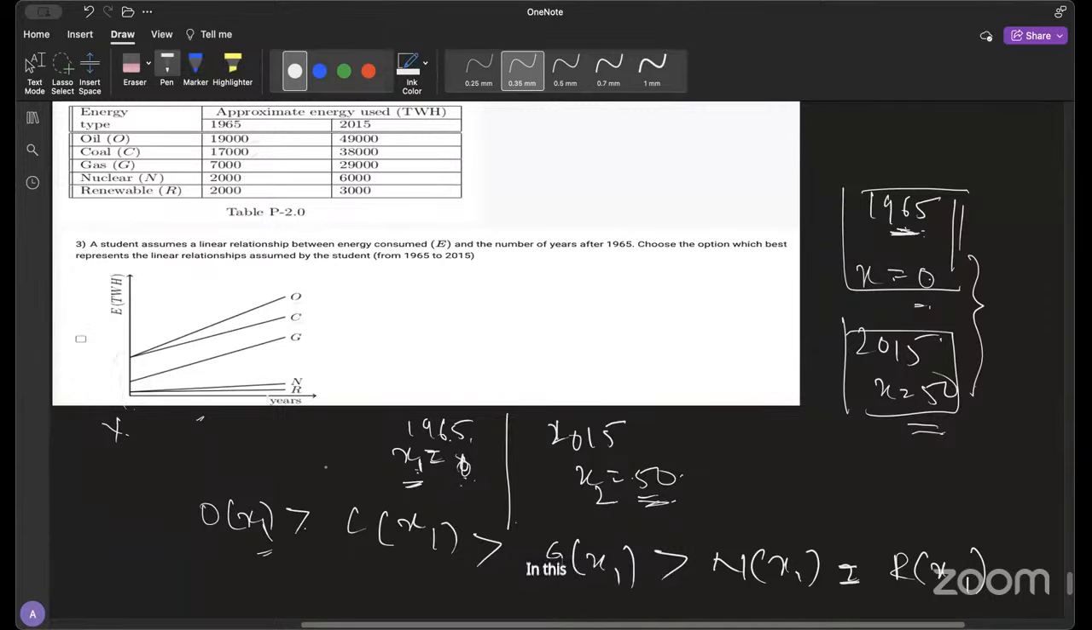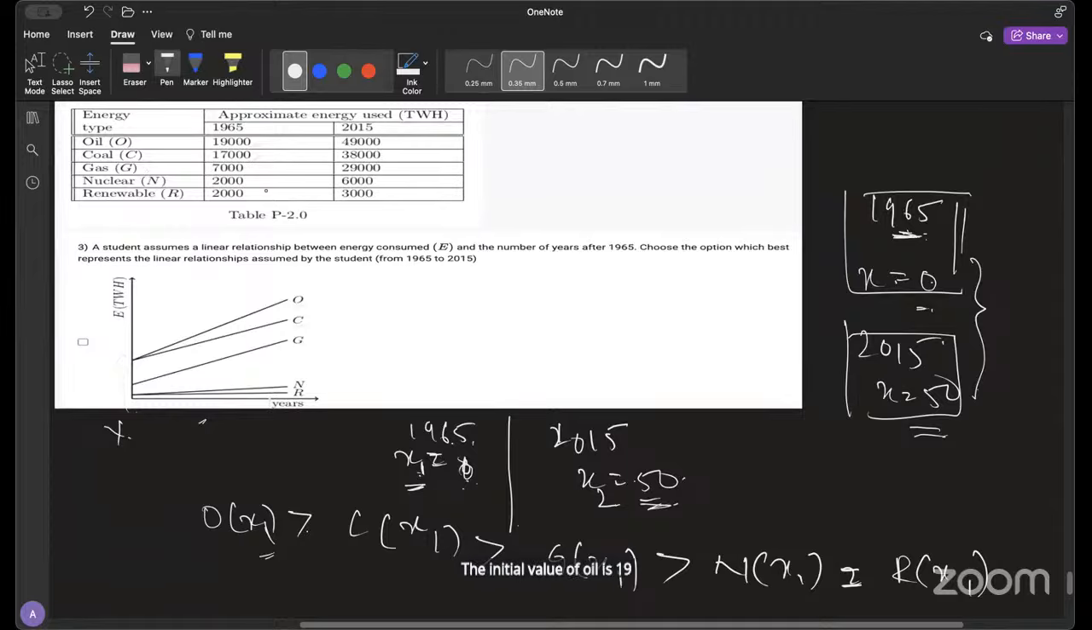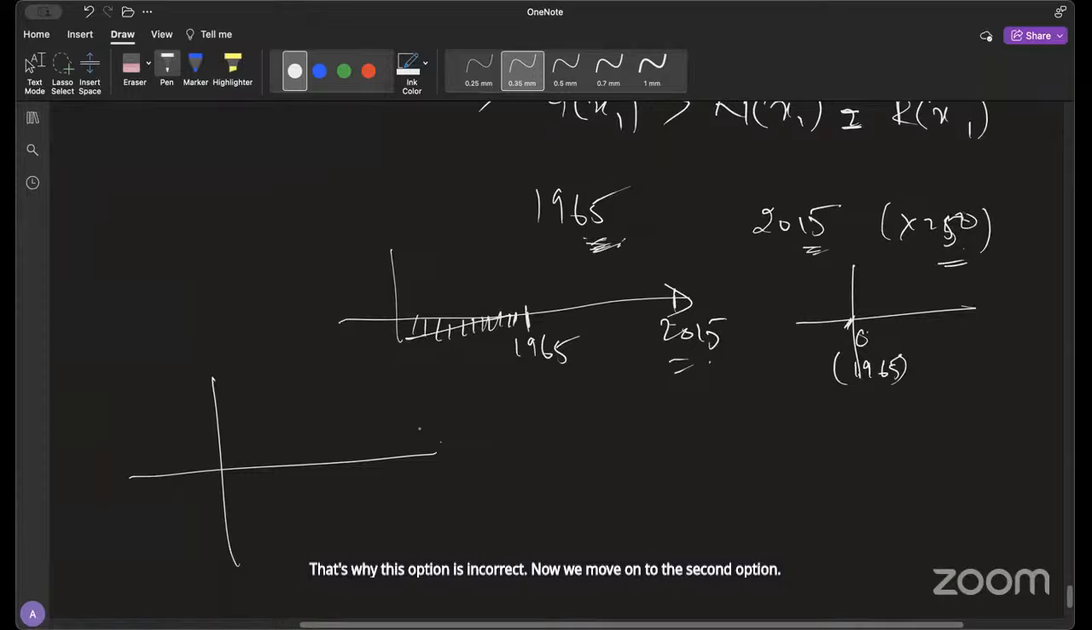In this one, you don't even have to find anything. You just have to look at the graph. The first one is discarded because the initial value of oil is 19,000 and the initial value of coal is 17,000. They're different, but this graph says the same. That's why this option is incorrect. Now we'll move on to the second option. The second option is this.